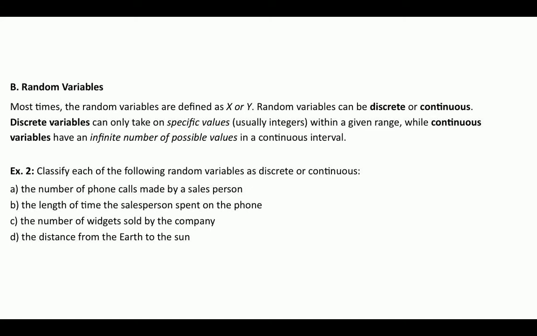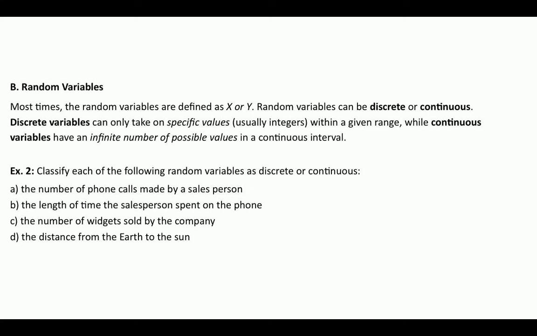Recall that discrete variables can only take on specific values, and they're usually integer values within a given range, while continuous variables can have an infinite number of possible values on a continuous interval. You might liken continuous variables to variables where, if you had a more and more sensitive measuring tool, you could go to more and more decimal places. So those continuous variables have that infinite number of possible outcomes. Here in example number 2, let's classify each of the following variables as discrete or continuous.